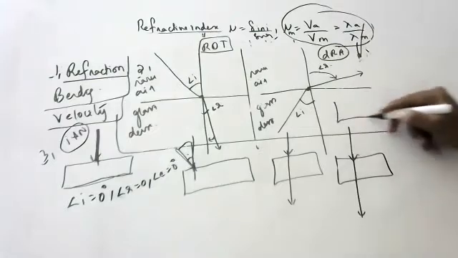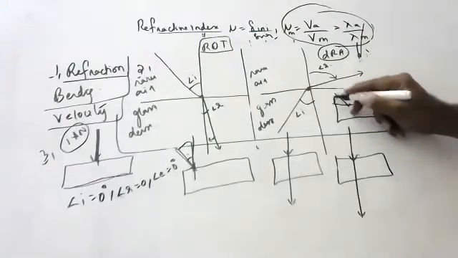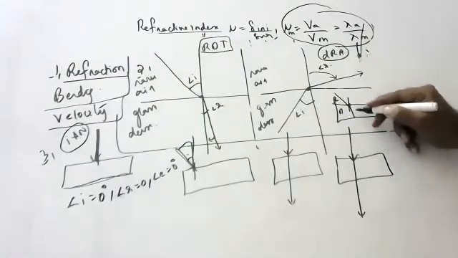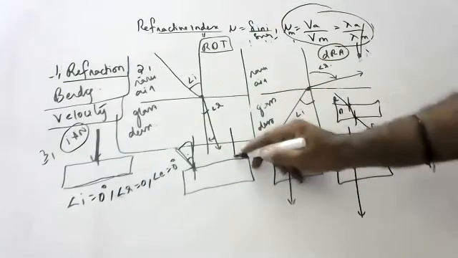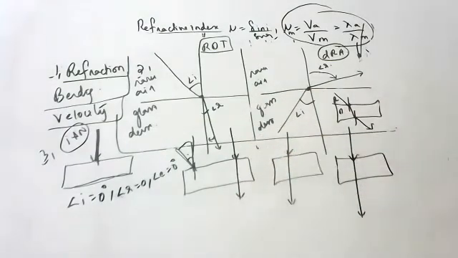If it falls at some angle only, then rarer to denser it bends towards the normal, denser to rarer it goes away from the normal, all these things happen. If it is falling normally, then it will go straight without deviation.